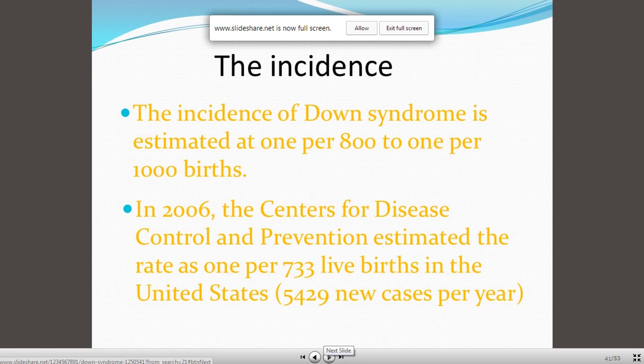The incidence. The incidence of Down syndrome is estimated at 1 per 800 to 1 per 1,000 births. In 2006, the Centers for Disease Control and Prevention estimated the rate as 1 per 733 live births in the United States. That equals 5,421 new cases per year.